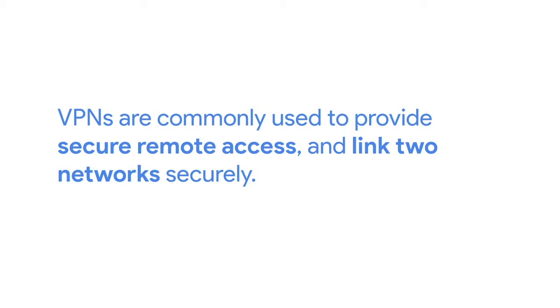VPNs are also recommended to provide secure access to internal resources for mobile or roaming users. We went over the details of VPNs and how they work in securing network traffic. If you need a refresher, feel free to revisit that again. We won't go back over all the details, but here's a quick rundown. VPNs are commonly used to provide secure remote access and link two networks securely.